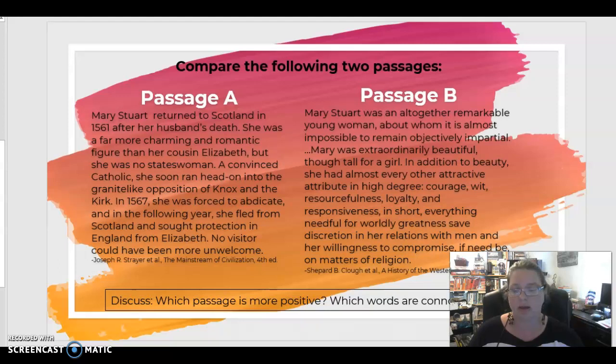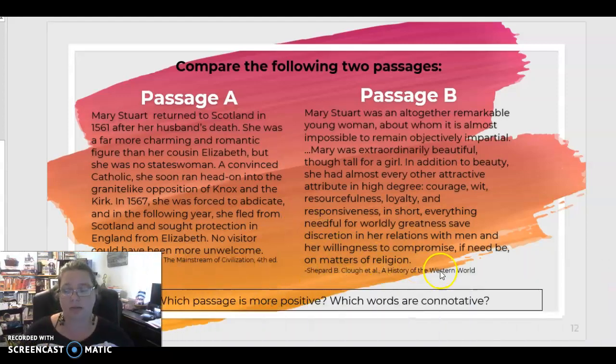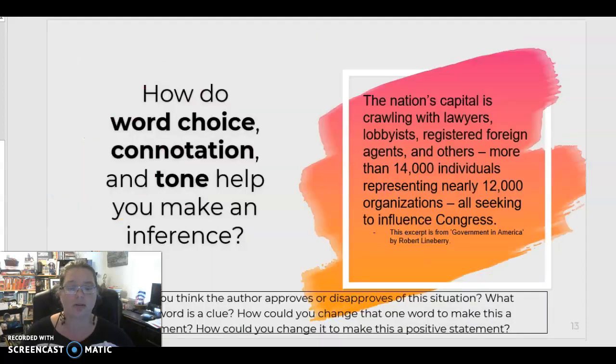If you've already done that and you've paused it and you've been able to pick out some of the connotative words, we're going to move on to the next one, which is a quick exercise, just asking you to read this one excerpt. And then the question here is really, do you think that the author approves or disapproves of the situation? And what connotative word is a clue? There's one word here that really tells you how the author feels about the situation. Then how could you change that one word in order to make it neutral or positive?